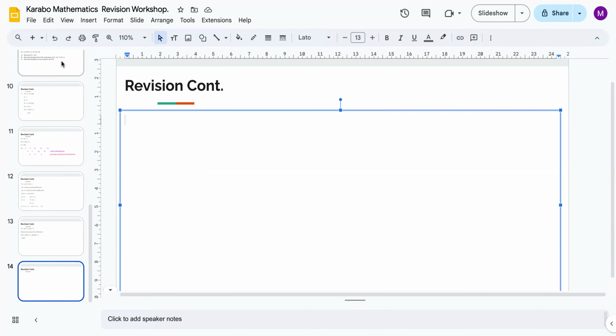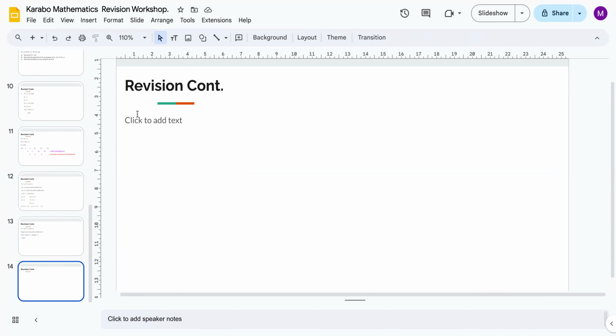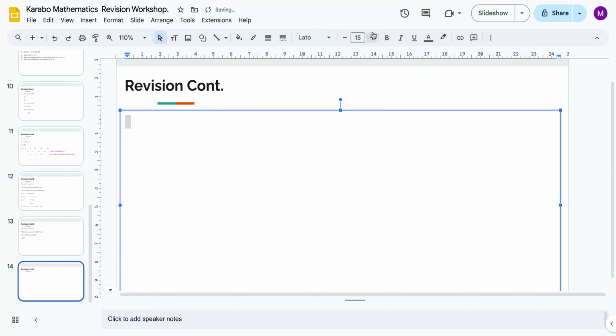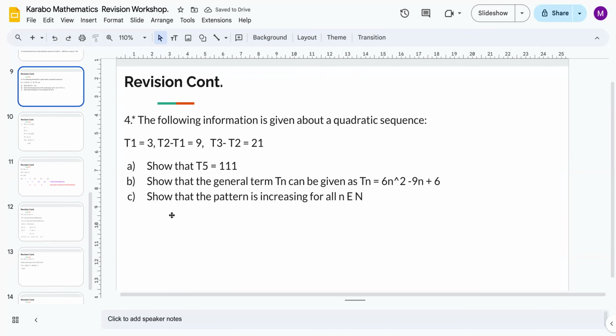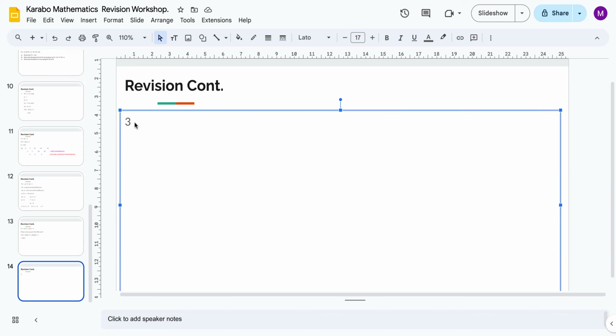So for this question, they've told us that the value of the first term is equal to 3. So I can start there. 3. That's all I know. The value of the first term is equal to 3. I also know that the difference between the first term and the second term is equal to 9. Okay. So I can put 9 just beneath the 3, in a different color, purple. 9.